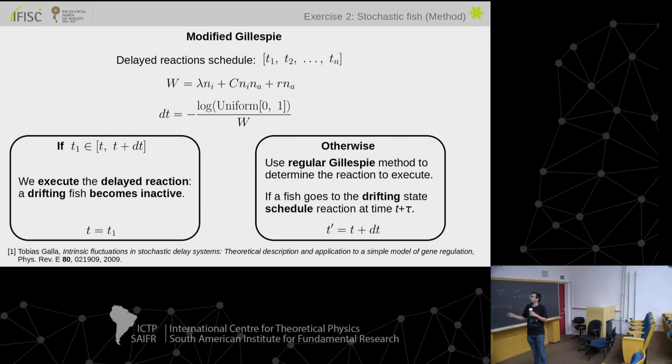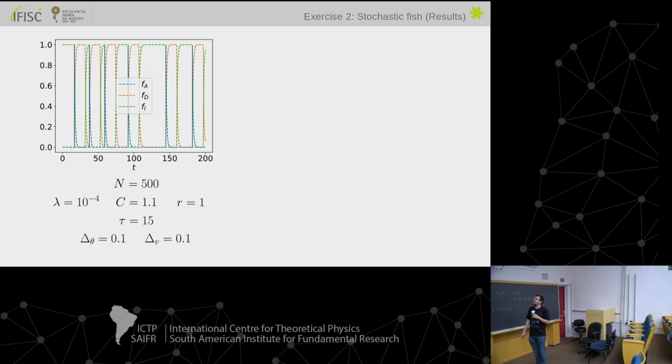Otherwise, regular Gillespie, so the same thing, with the only exception that if a fish becomes drifting, I will schedule a delayed reaction at a time t+2. So very simple. Here you have some papers for reference in which they explain this method a little bit better, and also a little bit about the generalized master equation that you can use to deal with these kinds of problems. And let me move to some results and I'm done.